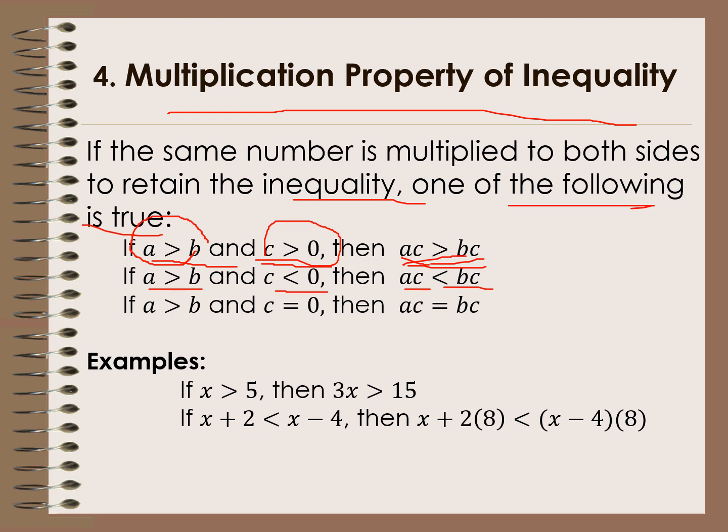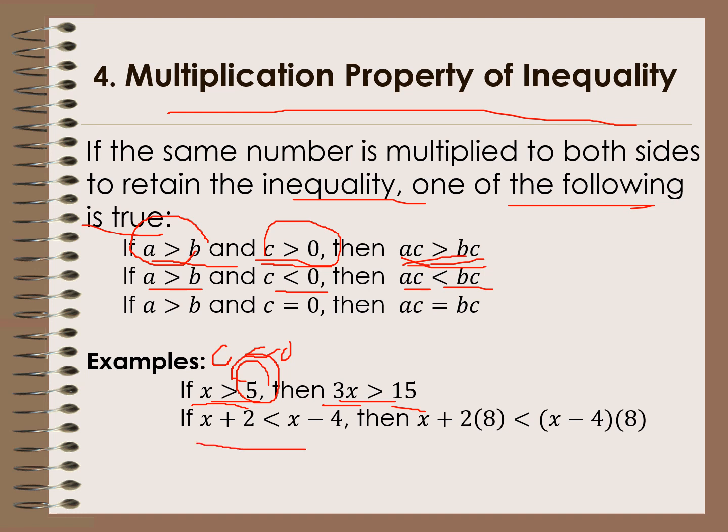Okay, let's have an example. If x is greater than 5, then 3x is greater than 15. So meaning the possible values of x would again be greater than 5, so therefore it would be 5 point something, 6, and so on and so forth, to the right of 5. So since C is positive, that is greater than 0, therefore 3x is still greater than 15. Okay, let's have another.